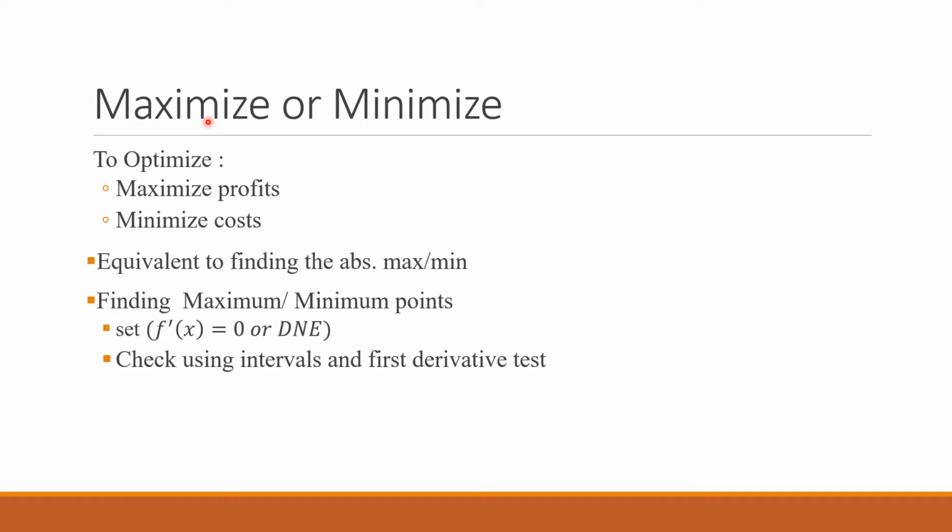So to optimize means we're looking for the best option, which is either you maximize something or you minimize something else. And this is equivalent to finding an absolute max or an absolute minimum. So for any problem we are dealing with, we are gonna pretend that we are finding the maximum or the minimum points of a certain equation or a function. And we do this using the first derivative test. The first derivative test used to say that I need to set the first derivative to 0 or does not exist, and then I find the critical numbers, and then I check the intervals using the first derivative test.